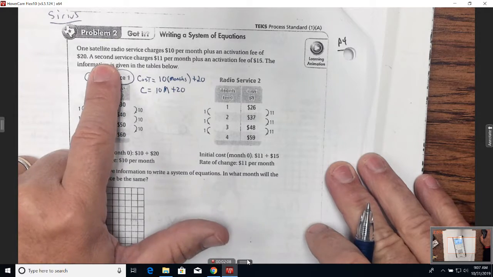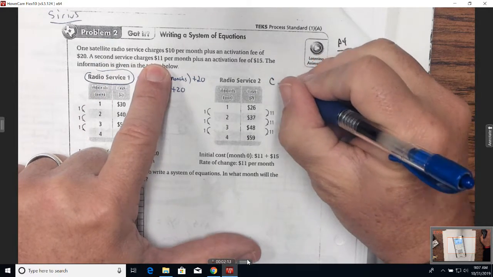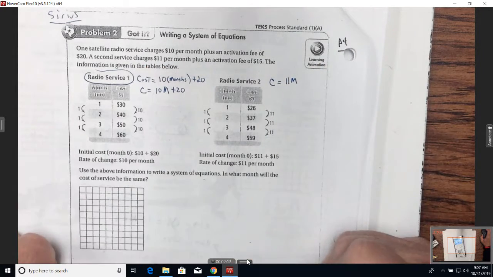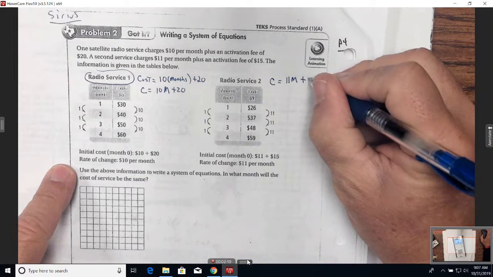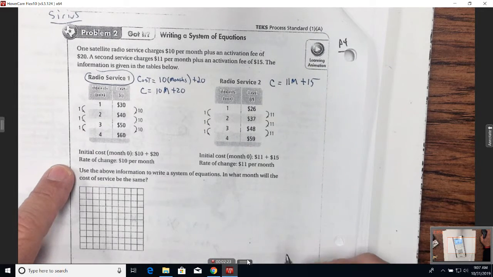Okay? So let's write an equation for the cost of the radio service 2. What is that? It says a second service charges $11 a month. So what's this cost? It would be $11 times the number of months, plus an activation fee of $15. There's an equation for my second function.